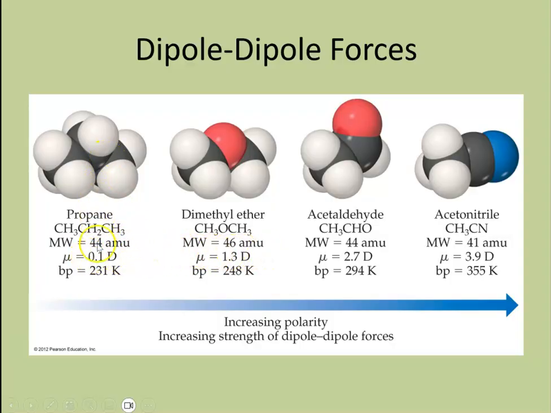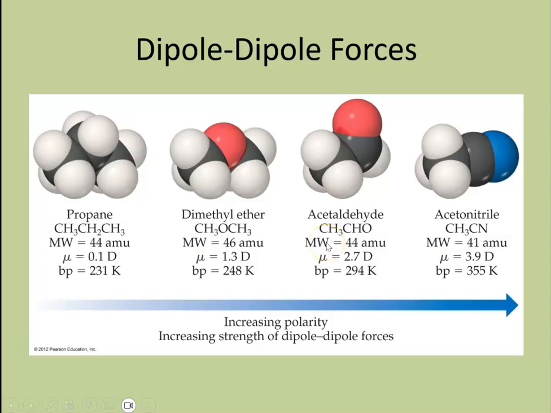So propane is essentially completely nonpolar. Dimethyl ether has some considerable polarity, acetaldehyde more. And then acetonitrile, the molecule we were just looking at, is very polar compared to these other two. The other point that I need to make about these molecules is they're all very similar in size and shape and extremely similar in molar mass.